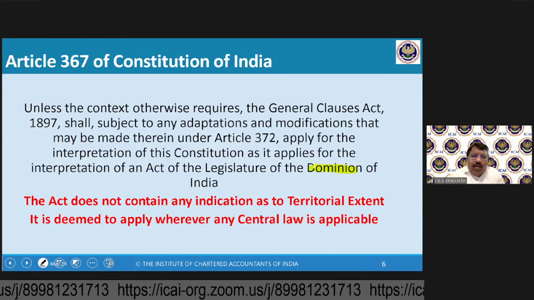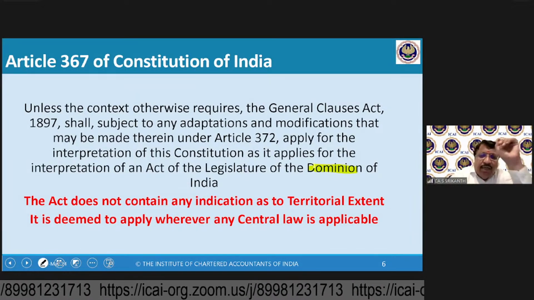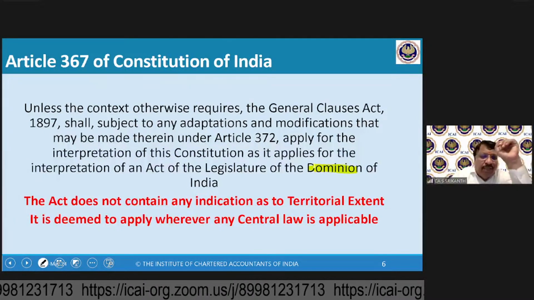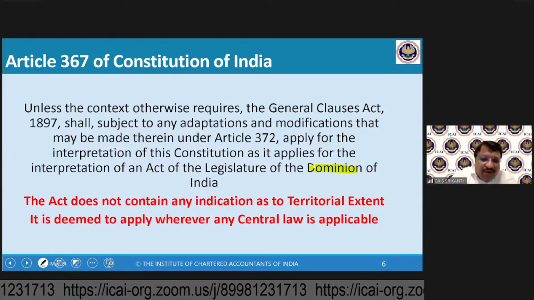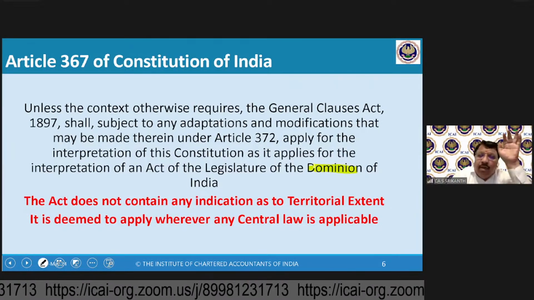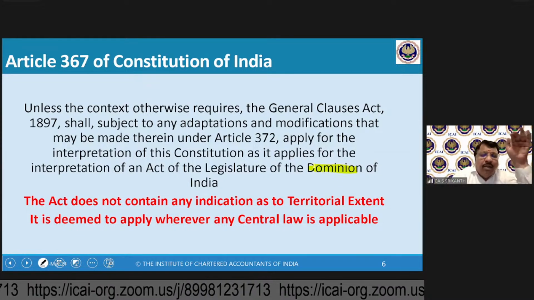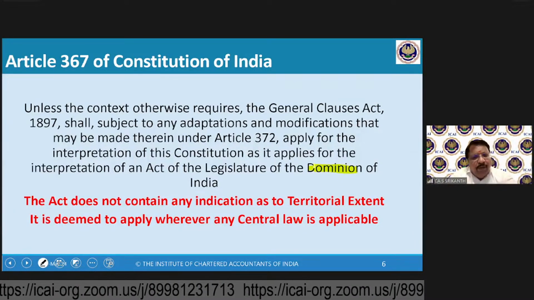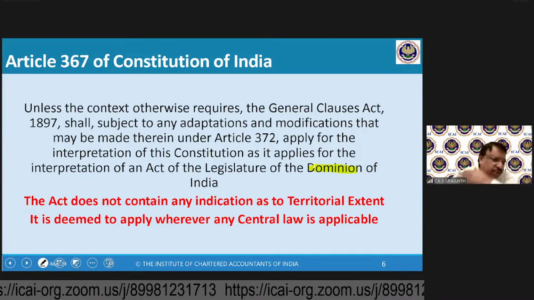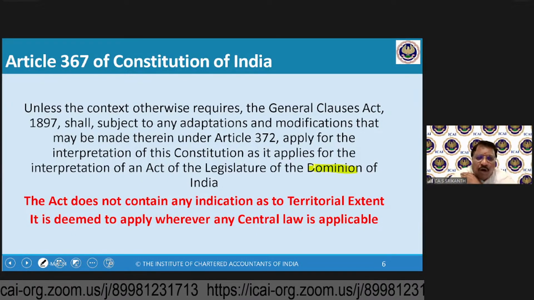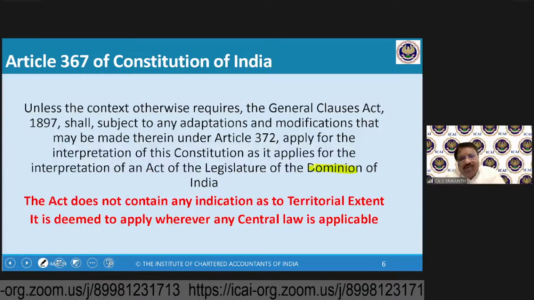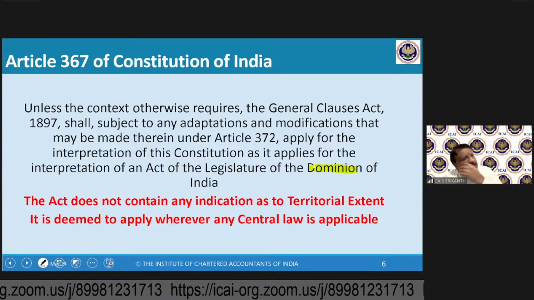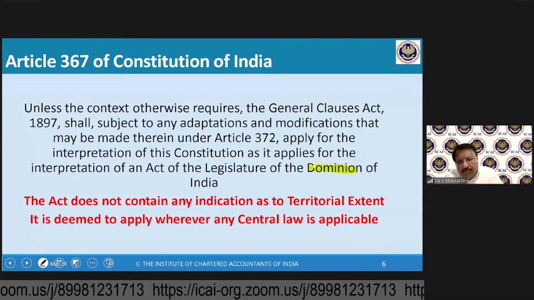The Act does not contain any indication as to territorial extent. It is deemed to apply wherever any central law is applicable. Earlier, the laws were not applicable to the state of Jammu and Kashmir; now they are applicable there also. So the General Clauses Act applies to all areas. Wherever a central law is applicable, the General Clauses Act will be used.